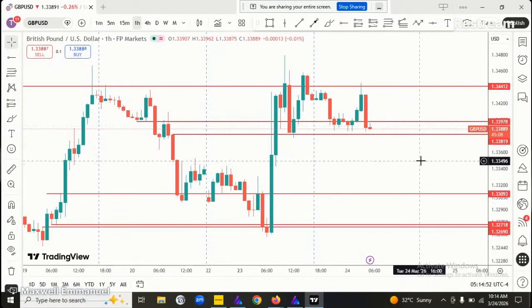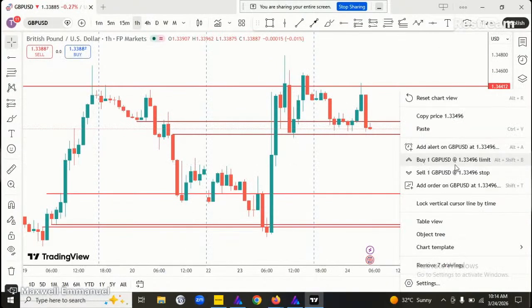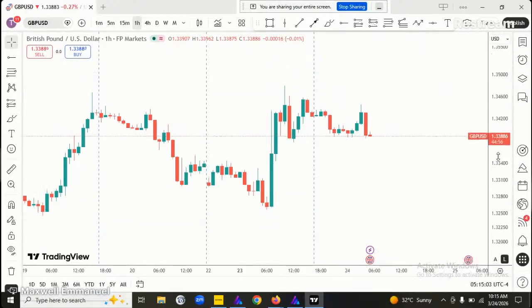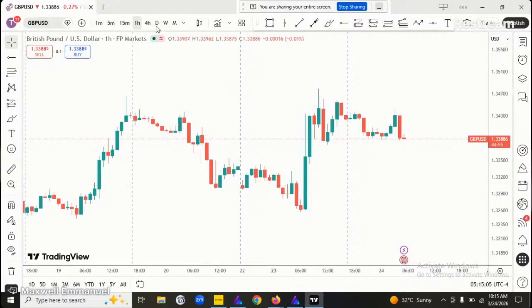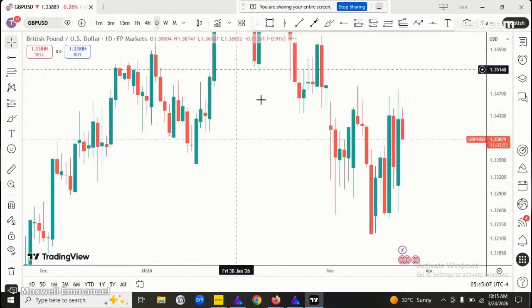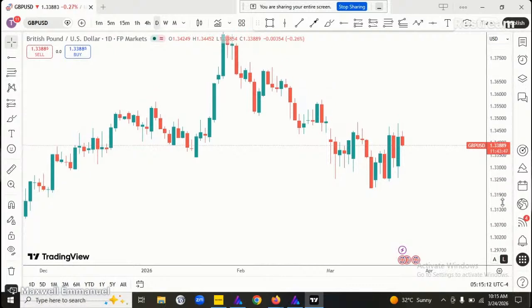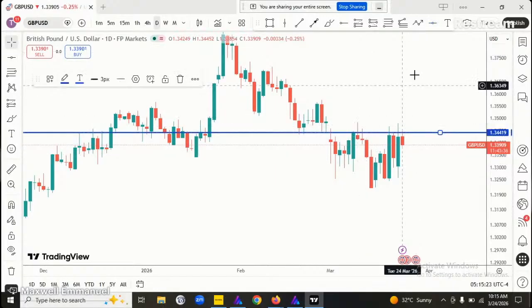So if I'm bearish on the dollar, I should look for buys on GBP USD. As you can see, on GBP USD, price closed strongly bullish yesterday, tested this resistance level, and there was a strong rejection from that zone.